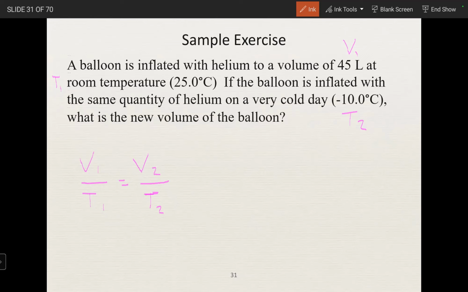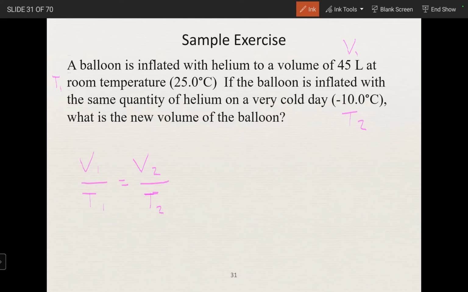And in which case we can just remove it from our equation because it's going to cancel itself out. Same thing with the moles of gas. In this case, we're not told exactly how much it is, but we're told it's the same quantity of helium. So the moles is going to cancel on both sides as well. We'll just have V, volume, over temperature.